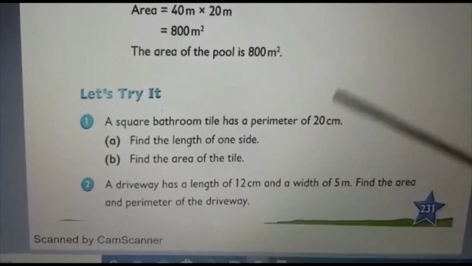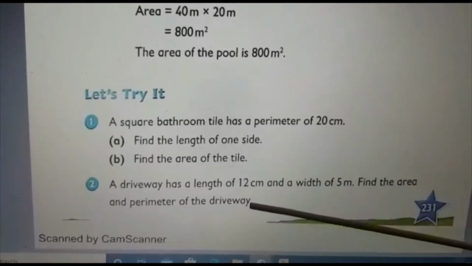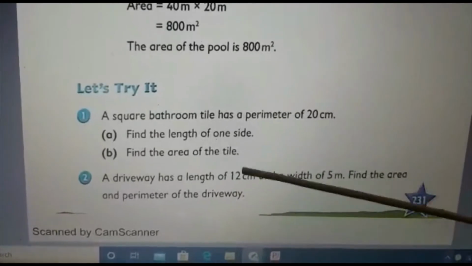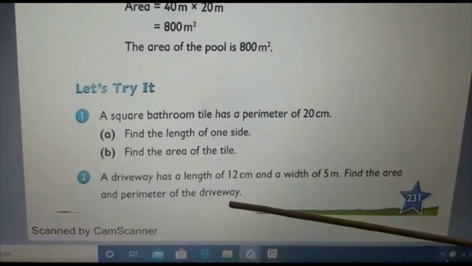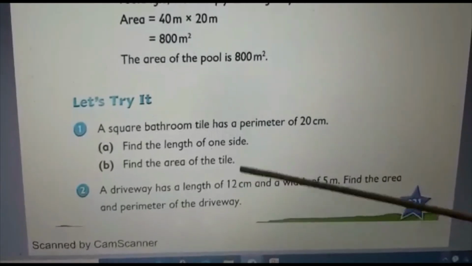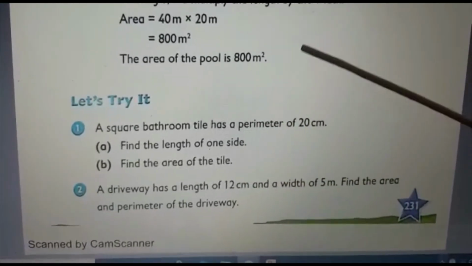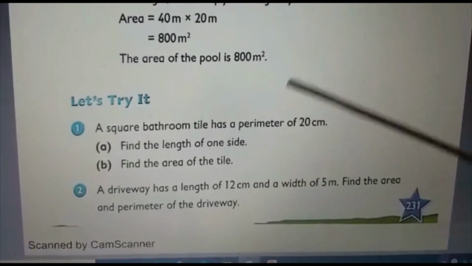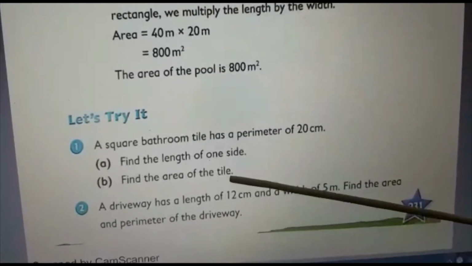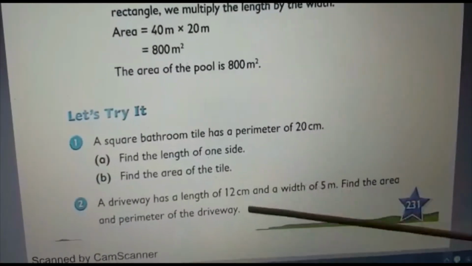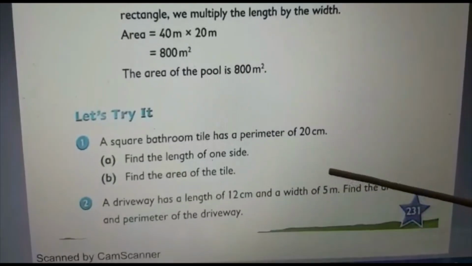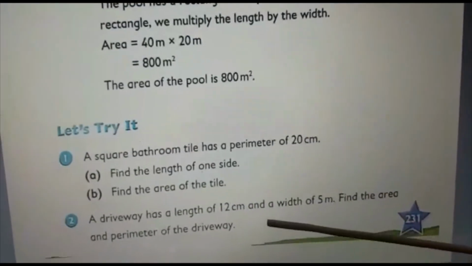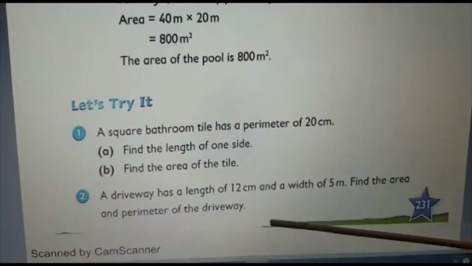If you are converting to meter, how can we do it? This is 5 meter. So 12 centimeter is how many meters? 12 divided by 100. You already studied the measurements. That is why we study the measurements first. So we know 1 centimeter equals how many meter? 1 by 100. So 12 centimeter is 12 by 100. That is 0.12 meter. So either 0.12 and 5 meter, or 12 centimeter and 500 centimeter. So first you convert like that. Then find the area and perimeter.